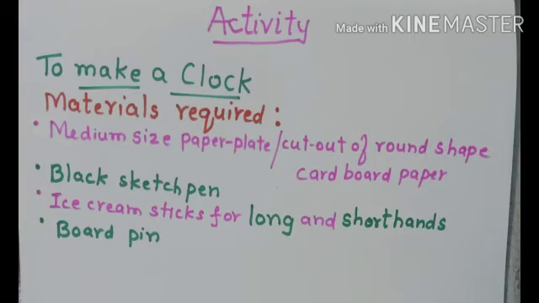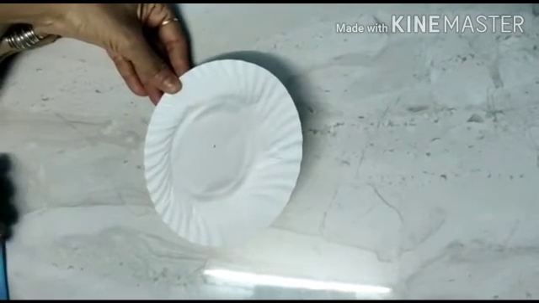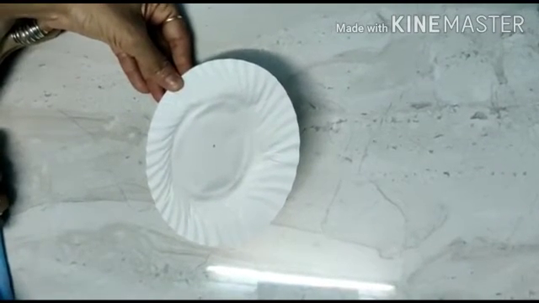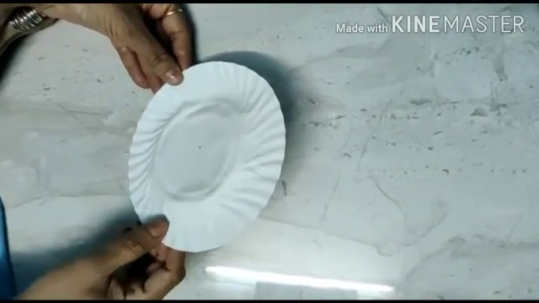Activity. To make a clock, materials required: a medium size paper plate or cutout of round shaped cardboard paper, black sketch pen, ice cream sticks for long and short hands, board pin. To make a clock, take one medium size paper plate or cutout of round shaped cardboard. I am taking a medium size paper plate.